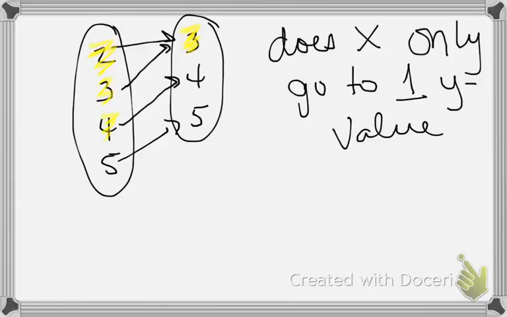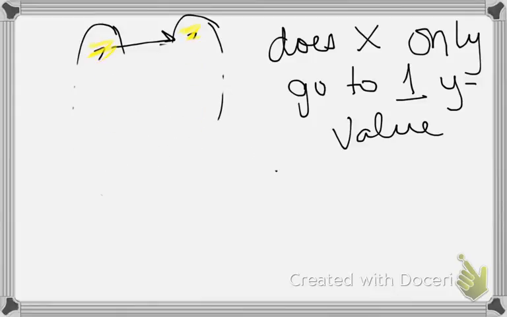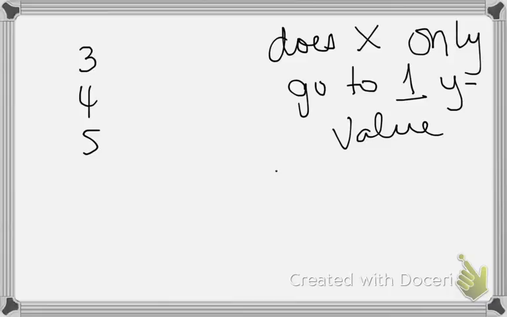Does this x value only go to one y value? Yes. Does this x value go to one y? Yes. So in this case, this is a function. All right? Now, let's look at one that's not a function.